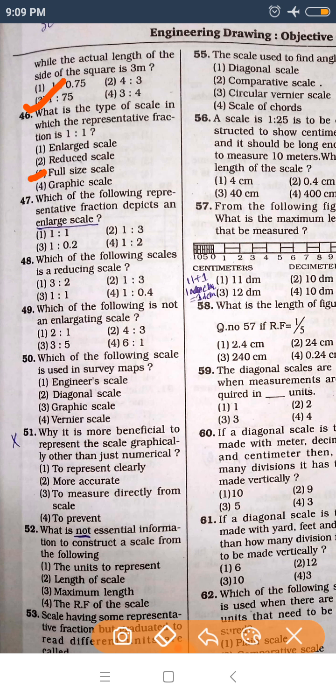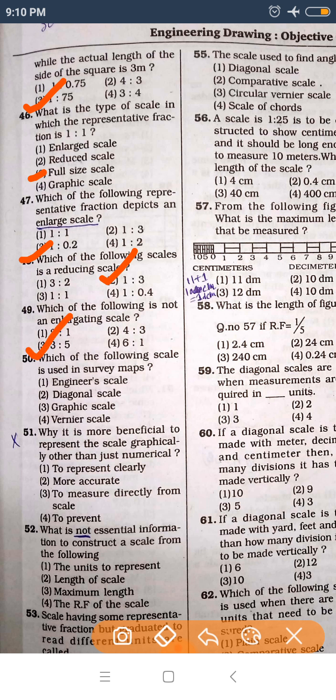Question number 47. Which of the following representative fractions depicts an enlarged scale? 1:0.2. If you multiply 5 on both sides, then you get the value 5:1, which represents an enlarged scale. Next question 48. Which of the following scales is a reducing scale? 48b. Which of the following is not an enlarging scale? 3:5. It is a reducing scale.